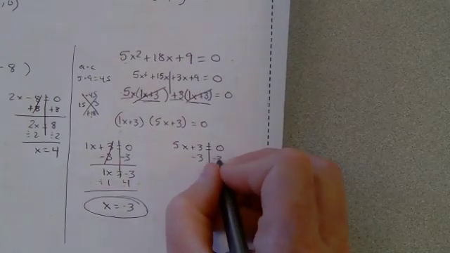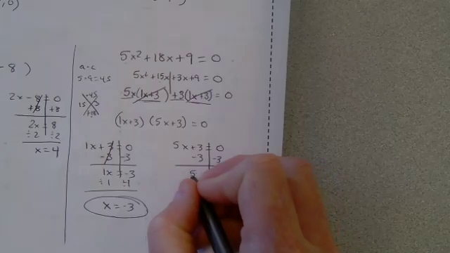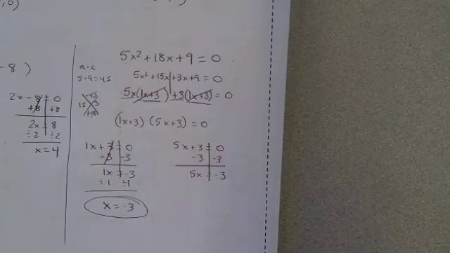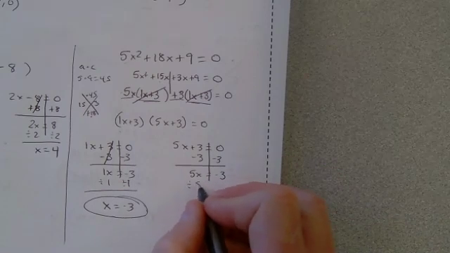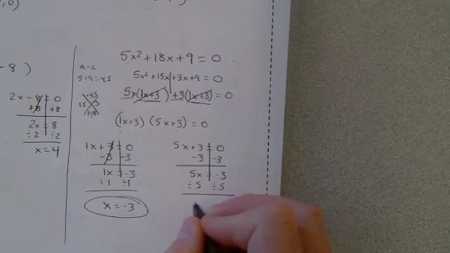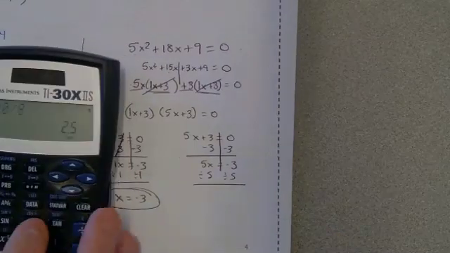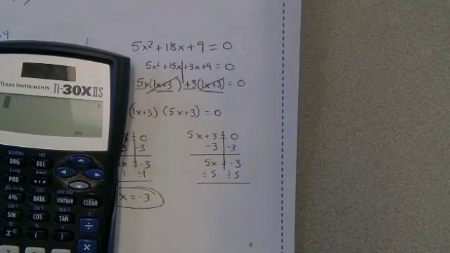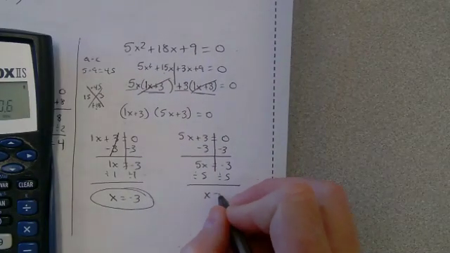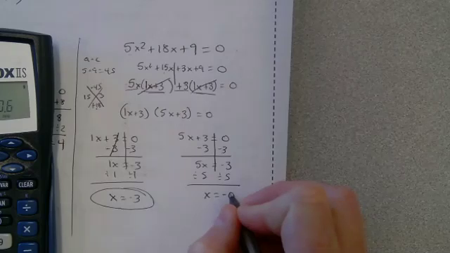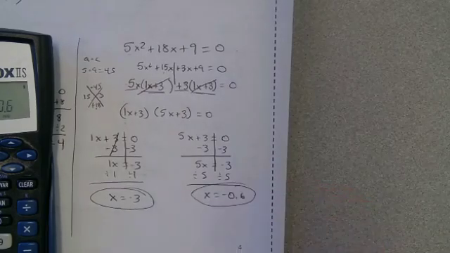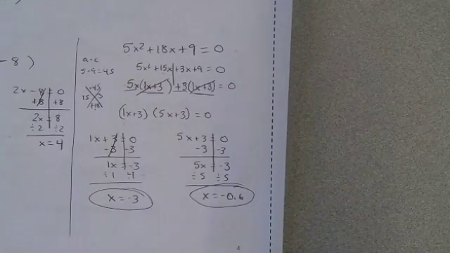Over here, I'm going to subtract 3 from each side, and I get 5x equals negative 3. When I divide both sides by 5, negative 3, I've got to use my calculator to help me out here. Negative 3 divided by 5 is negative 0.6. So my second one is at negative 0.6. So there's my two zeros.